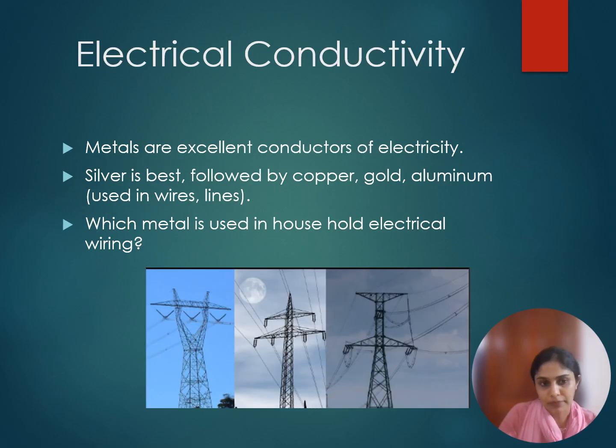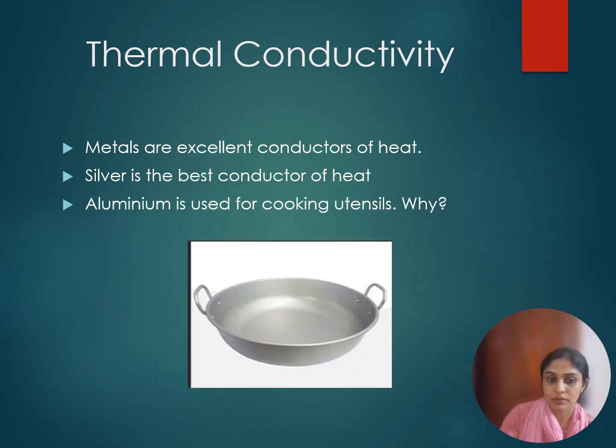Electrical conductivity of metals. Metals are excellent conductors of electricity. Silver is the best, followed by copper, gold, aluminium. While aluminium is used in wires, lines, and so on. Can you tell me which metal is used in household electrical wiring? Copper. And why can't we use silver in the electrical wires, though it is an excellent electrical conductor? It's only due to its high cost that we can't use it in wires.